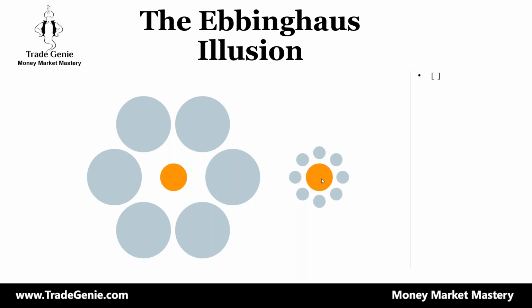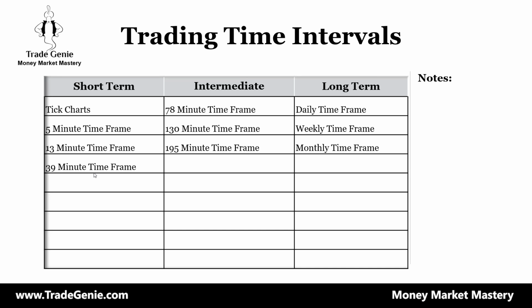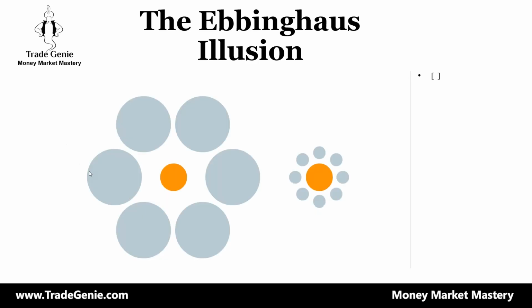So always, if you see something, this needs to develop. If you see something on a 5-minute chart, then it needs to develop on a 13-minute and maybe another 39-minute. Then you have a bigger picture. But if you focus only on a smaller chart, then you're making something very big out of nothing. So this is called the Ebbinghaus illusion. Remind yourself: am I getting that illusion?